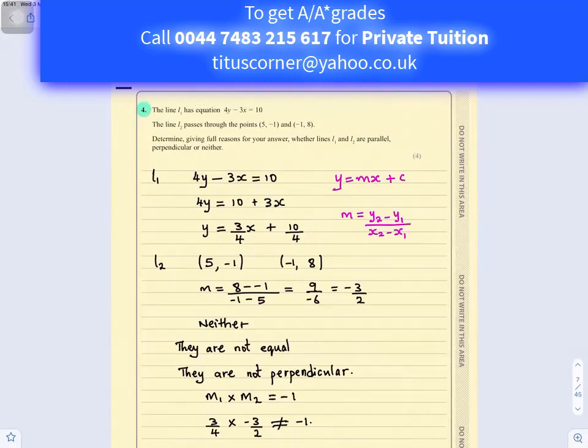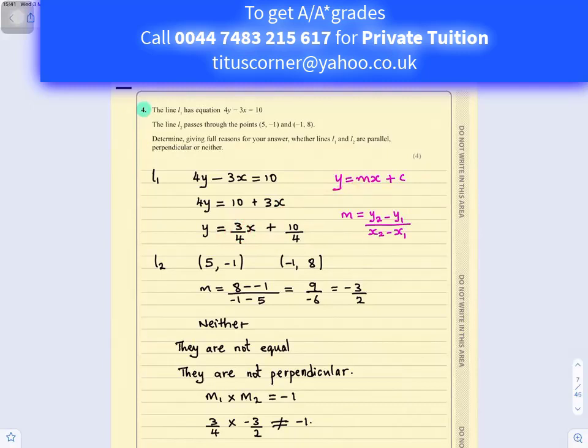Right, let's find the gradients of the two lines. The first one, 4y minus 3x equals 10. Arrange it to look like y equals mx plus c. So we'll take minus 3x to the right. It becomes plus 3x. So it becomes 3x plus 10. It's times 4, so we take it to the right and it becomes divided by 4. So 3x divided by 4 and 10 divided by 4. So the gradient for line L1 is 3 over 4. That's the m there. So that's the gradient for line L1.